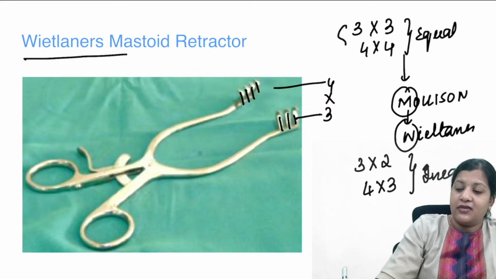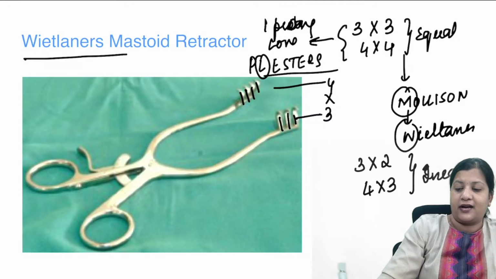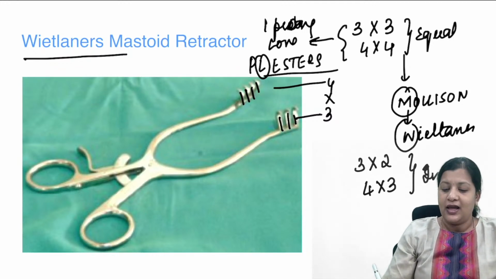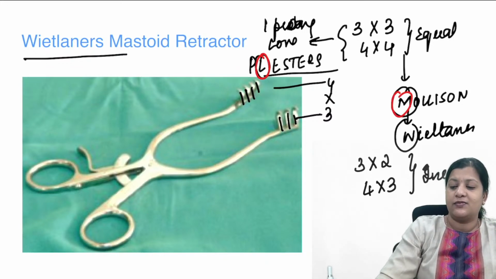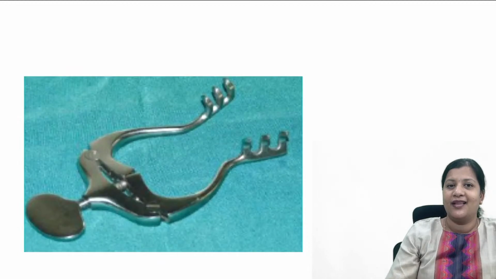If you have the same 3 by 3, 4 by 4, but one prong is longer, then what will you call it as? Plester's retractor. So this is how you're going to remember important things here: Plester's, Mollison's, and Wheatlander's retractor. Easy now, everybody? Can you all recollect the retractors very easily whenever you see it? Yes? Okay.